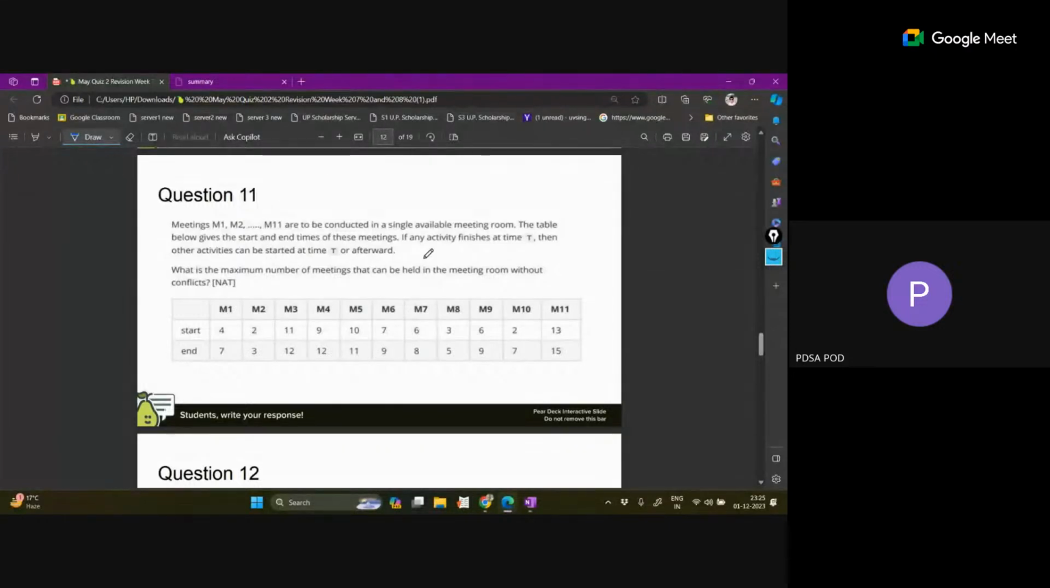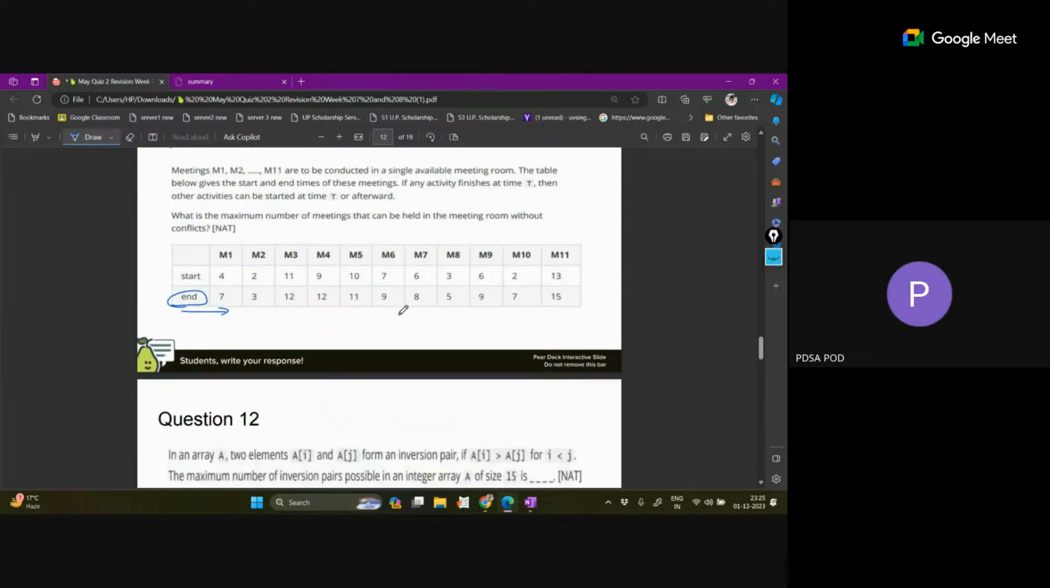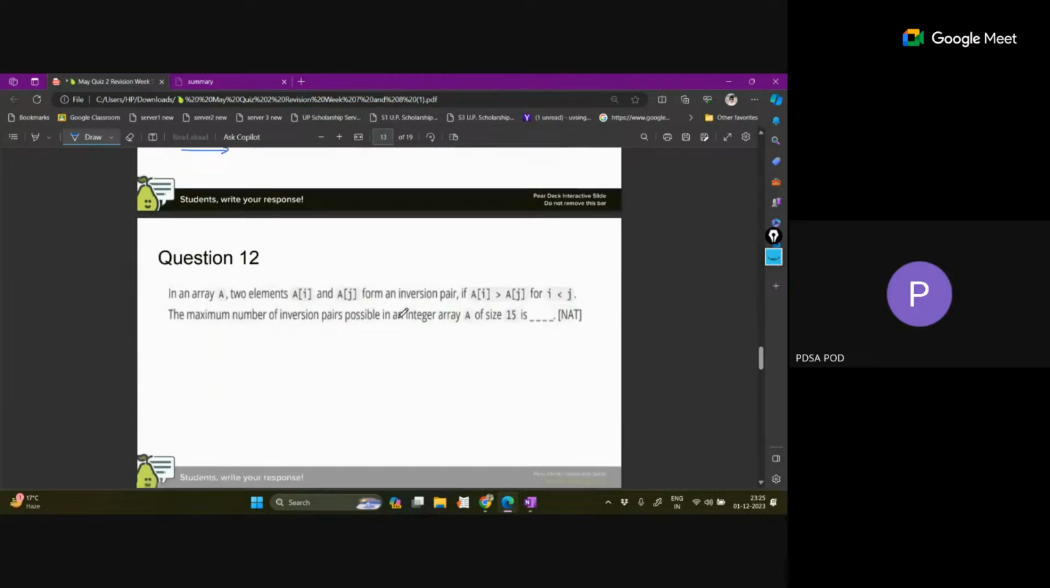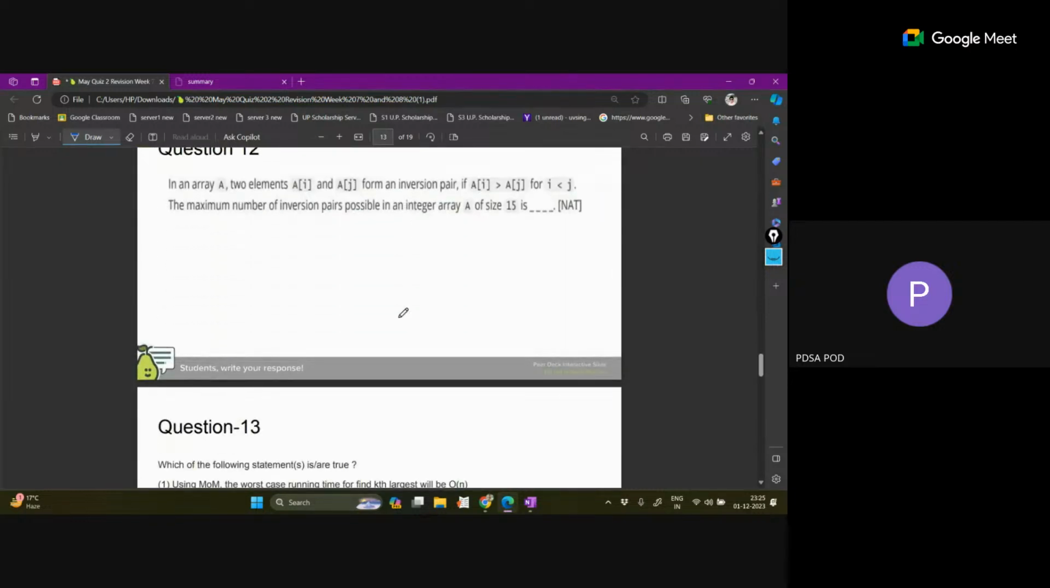So this is interval scheduling. We have discussed it already. Just sort the activities based on the end time and solve. We have discussed interval scheduling many times. This inversion pair we have also discussed.